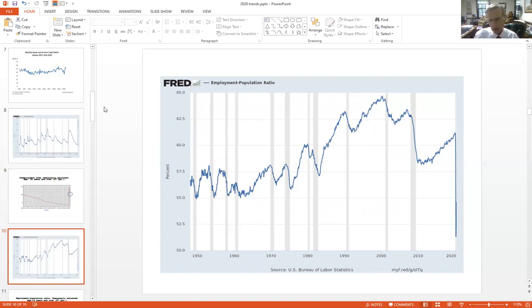Here's another way to look at the same situation. This is the proportion of the population over 16 years old, as I recall, who are employed. And you can see that just before the recession, we were at about 61%, something like that. And you can see also that that proportion had been coming down over time, partly because we have an aging economy, more people retire and so forth.